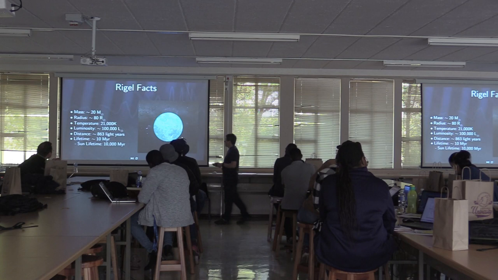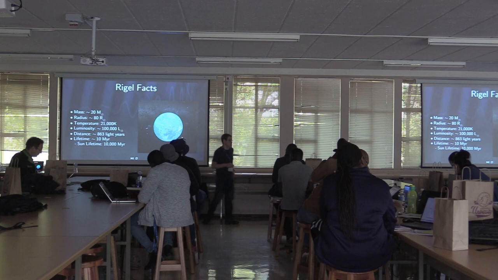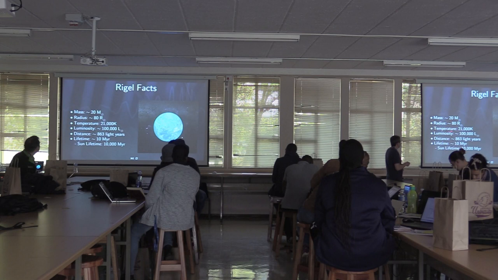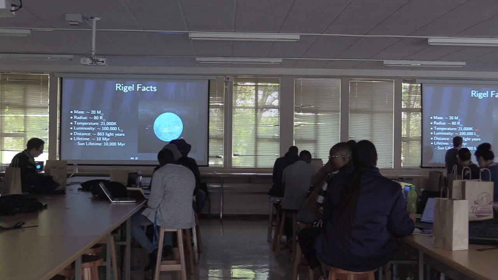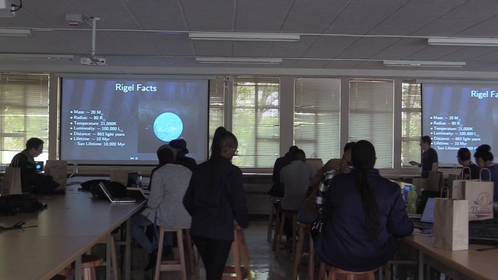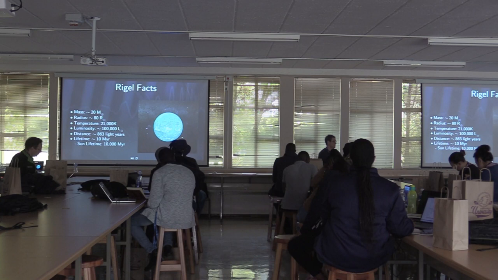Now, if we look at Rigel, it's about 20 times heavier than the Sun. Its radius is about 80 times bigger, so the density is actually kind of pathetic. The temperature is 21,000 Kelvin compared to the Sun's 6,000. And the amount of energy per square meter goes as the temperature to the power of four. So its luminosity is 100,000 times that of the Sun. So even though it has 20 times as much fuel, it's burning 100,000 times faster.